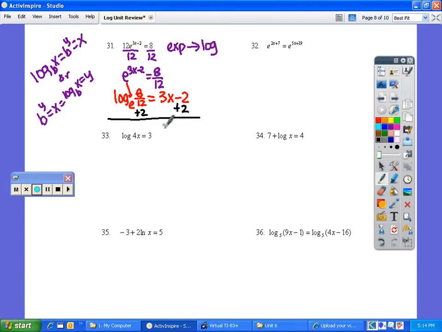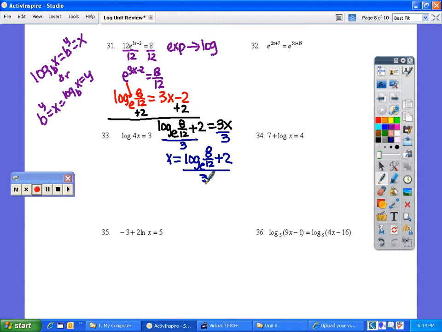So I first start with adding 2 on both sides. Notice how these are separate from each other. Now my last step will be to divide by 3. So my answer to this question is log base e, 8 over 12 plus 2 over 3.